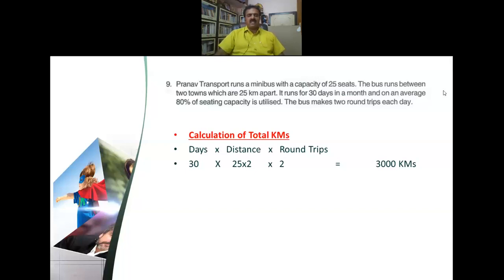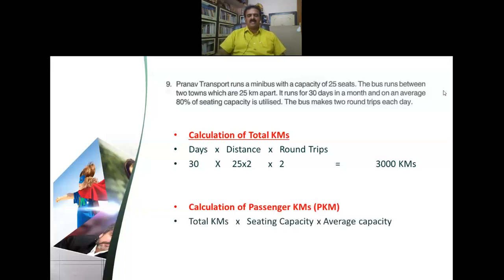Similarly, we need to calculate passenger kilometers. It's called calculation of passenger kilometers. Passenger kilometers comes to total kilometers into seating capacity into average capacity. See, the bifurcation of kilometers and passenger kilometers are needed for further calculation.